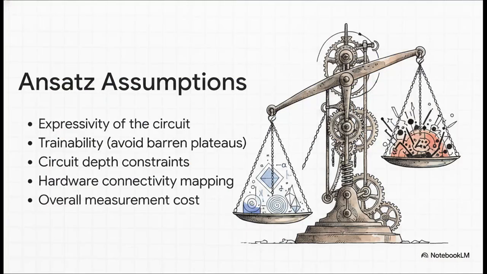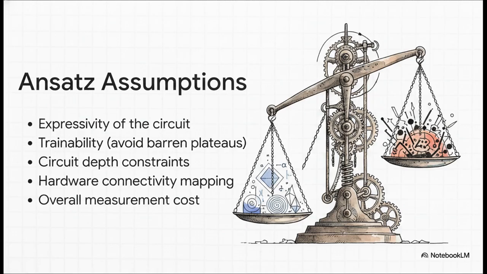The major takeaway here is that selecting an ansatz forces you into a pretty intense engineering balancing act. You're constantly weighing the mathematical expressivity of your model against the physical noise, the routing constraints, and the sheer measurement cost of the actual hardware.